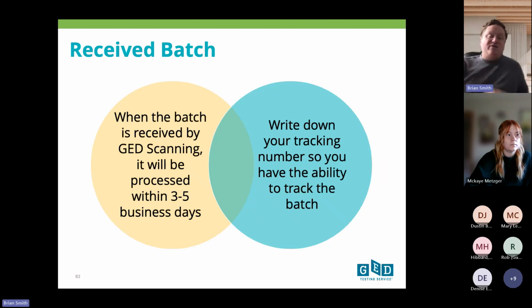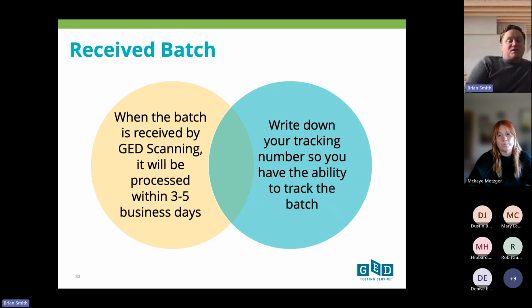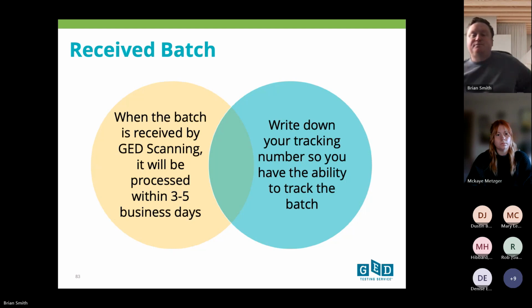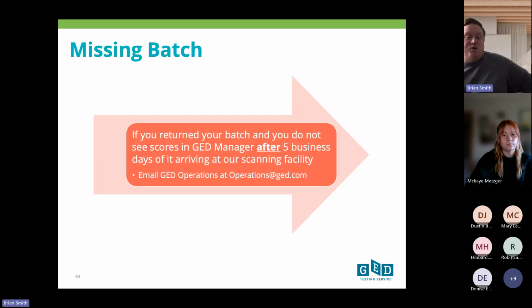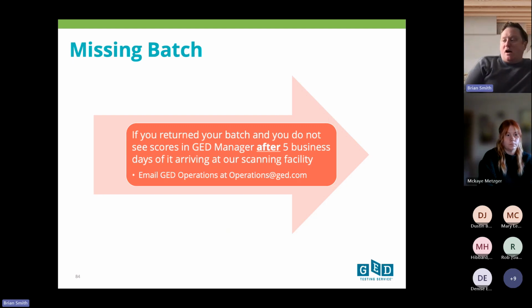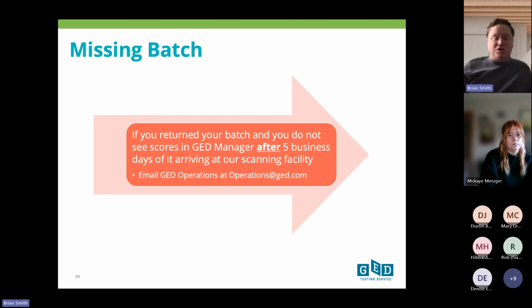When the batch is received by GED scanning, it will be processed within 3 to 5 business days. We ask that you write down your tracking number so you can track the batch and see that it got there safely. If you returned your batch and you do not see scores in GED Manager after 5 business days of it arriving in our scanning facility, then email us, but give us 5 days first. That's how you'll see the scores. They'll show up in GED Manager.